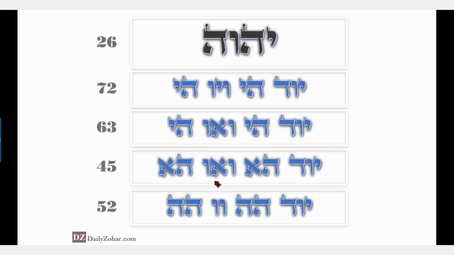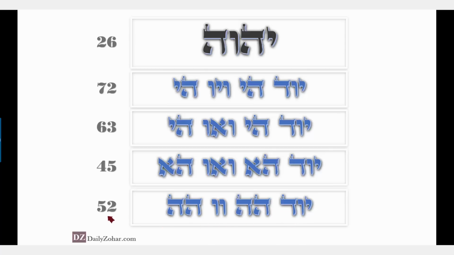The name of Zeir Anpin, numerical value 45, Yod Hey Aleph Vav Aleph Vav Hey Aleph, is the process, the world of formation where everything is formed and delivered to Malchut.